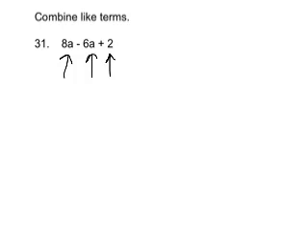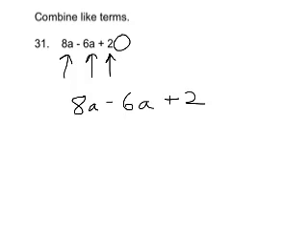We cannot combine them with the 2 because that doesn't have an a. Or you could say it has an a to the 0 power, which we're going to find out about later, which we don't even write down, right? So anyway, we can solve this. We have 8a minus 6a plus 2. We can combine these two. 8a minus 6a is 2a. We did this already, didn't we? And then plus our 2. 2a plus 2. Answer.